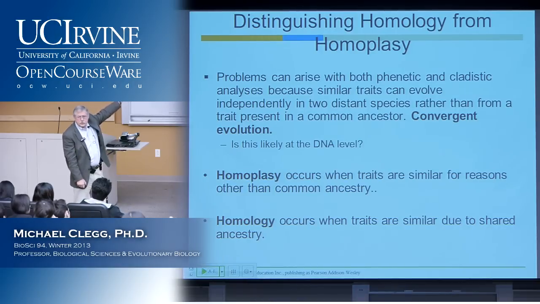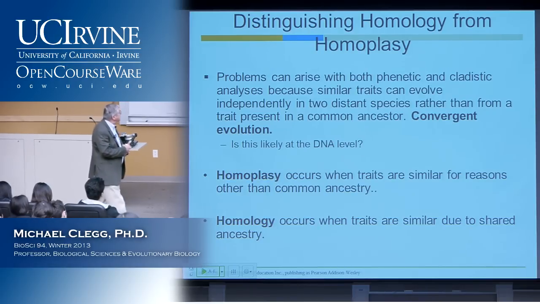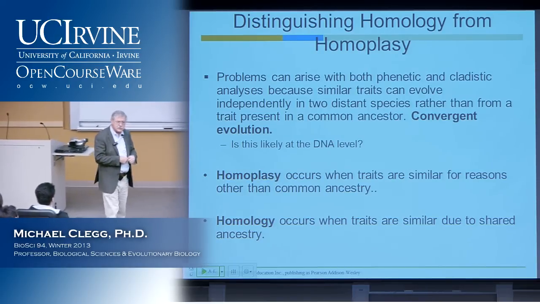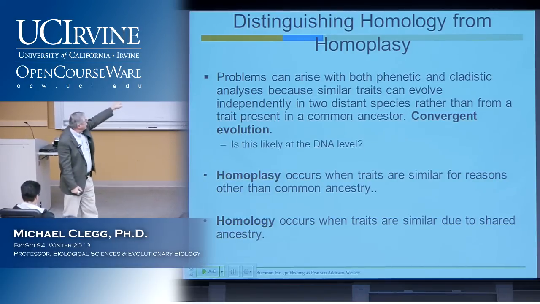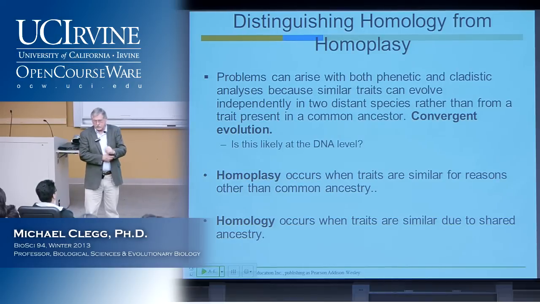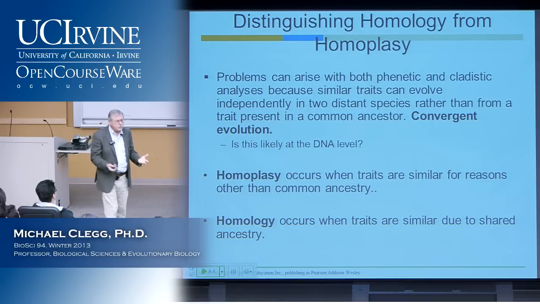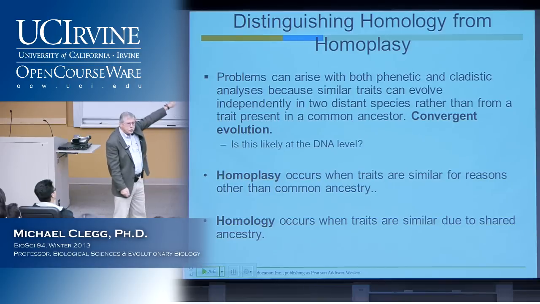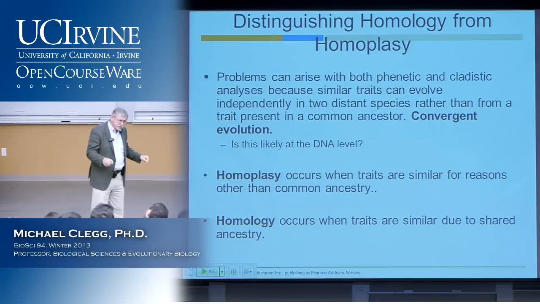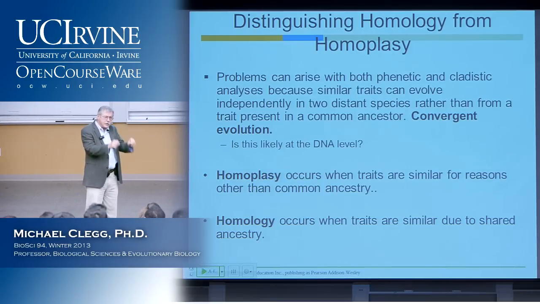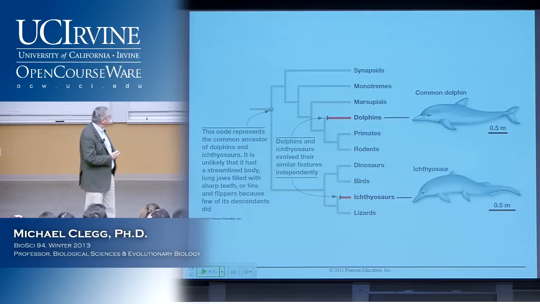So there are two other terms or concepts that are introduced. One is homoplasy. That refers to traits that are similar for reasons other than common ancestry. And the other is homology. These are traits that are similar due to shared ancestry, okay? So homoplasy will fool us. Homology is what we want to understand. That's shared ancestry, so that we can build a tree that really reflects the true evolutionary history.